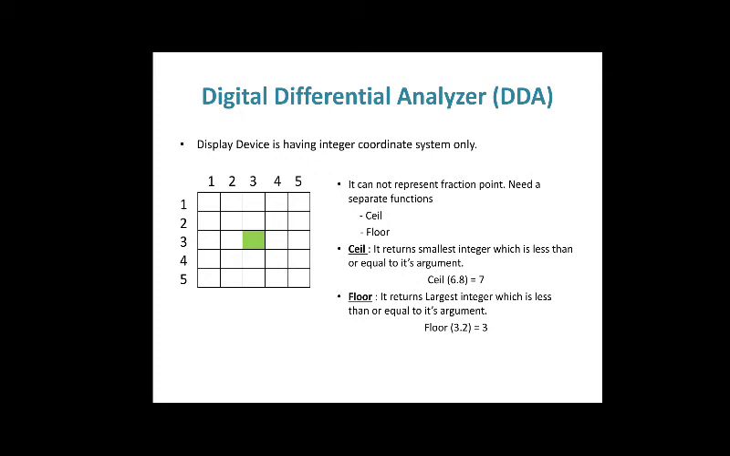The next is the floor function. If the value is like 3.2, it will find its near value, a rounded off value of 3.2. So it becomes 3. So we can use these functions to round the value, or we can add 0.5 or any value to make it an integer, okay. In this figure of the coordinate system we are representing 3, 3, we cannot represent 3.5, 3.5. So for that purpose we have to use the ceil and floor functions, okay.